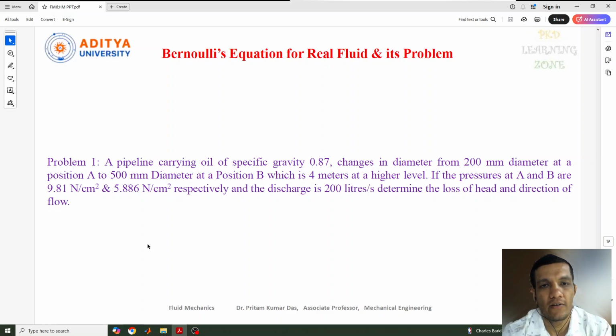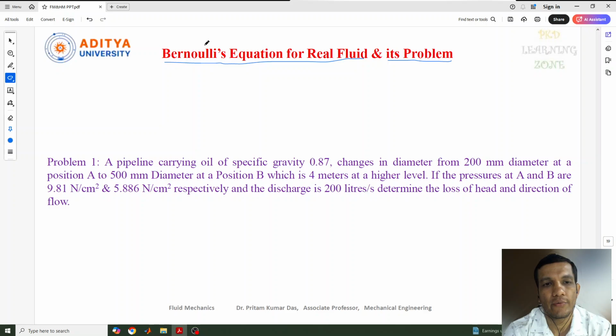In this lecture, we'll discuss the concept of Bernoulli's equation for real fluid application, and also we'll solve a problem related to that. In the last lecture, we discussed Euler's equation, and also derived Bernoulli's equation from Euler's equation. There I informed you of the assumptions we considered: the fluid needs to be incompressible, the flow will be steady, and the fluid is considered an ideal fluid. For the ideal fluid condition we derived Bernoulli's equation.